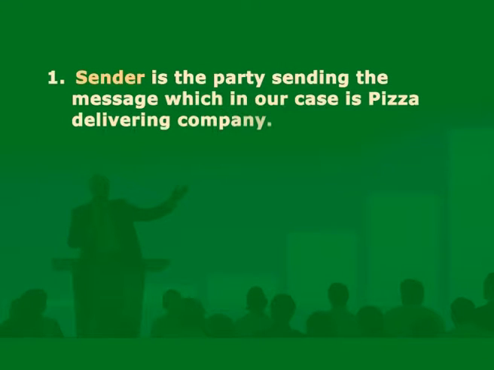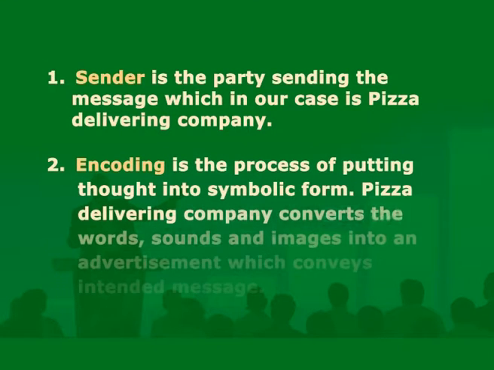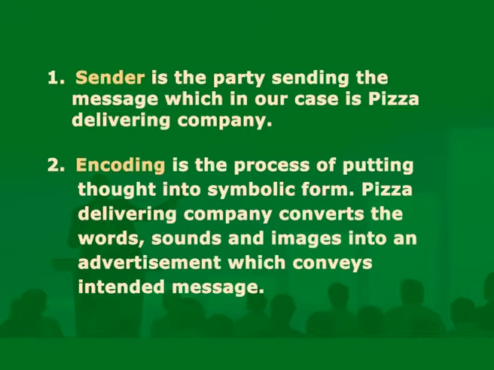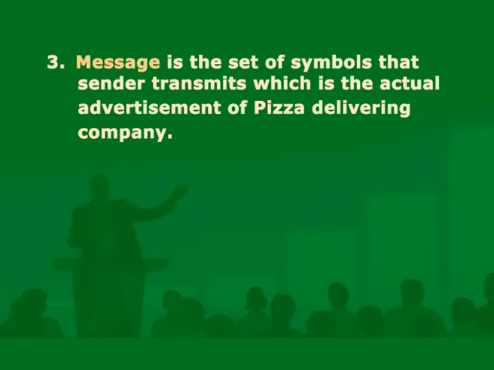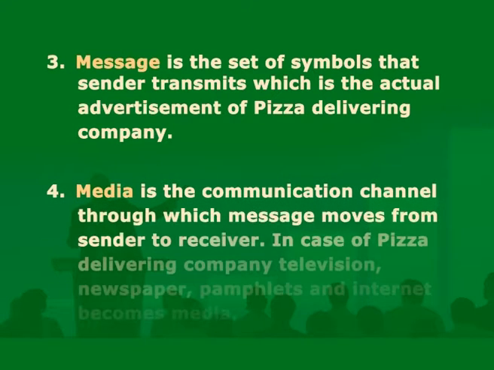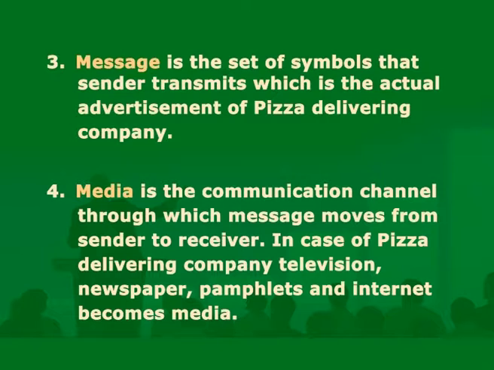Sender is the party sending the message, which in our case is the pizza delivery company. Encoding is the process of putting thought into symbolic form. The pizza delivery company converts the words, sounds and images into an advertisement which conveys the intended message. Message is the set of symbols that the sender transmits, which is the actual advertisement of the pizza delivery company. Media is the communication channel through which the message moves from sender to receiver. In the case of the pizza delivery company, television, newspapers, pamphlets and internet become the media.